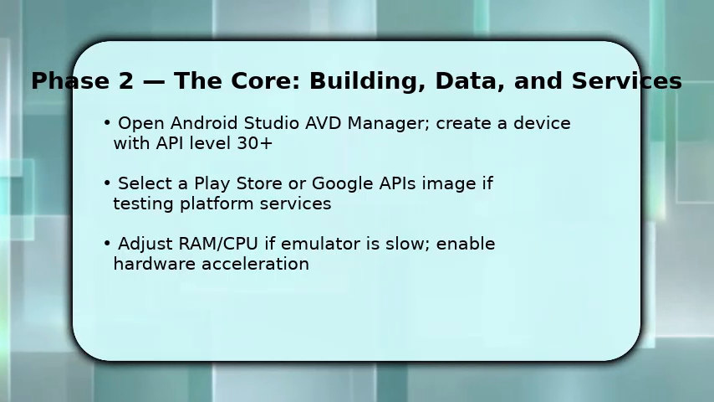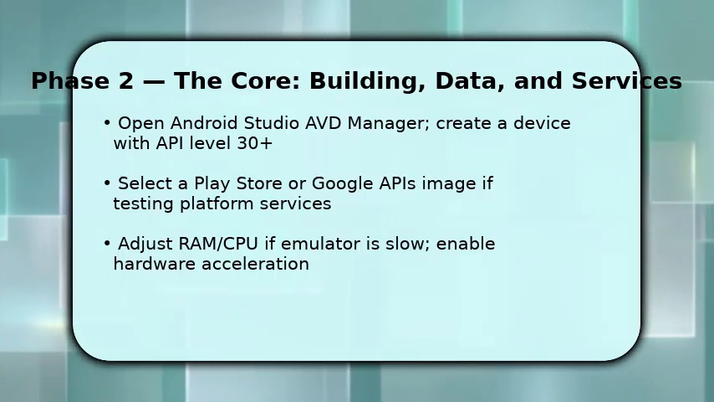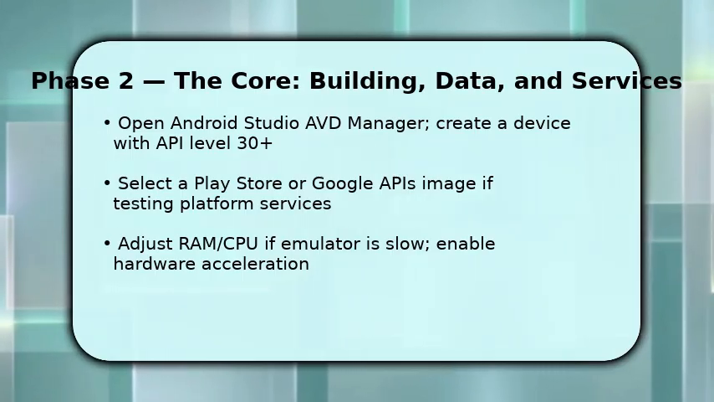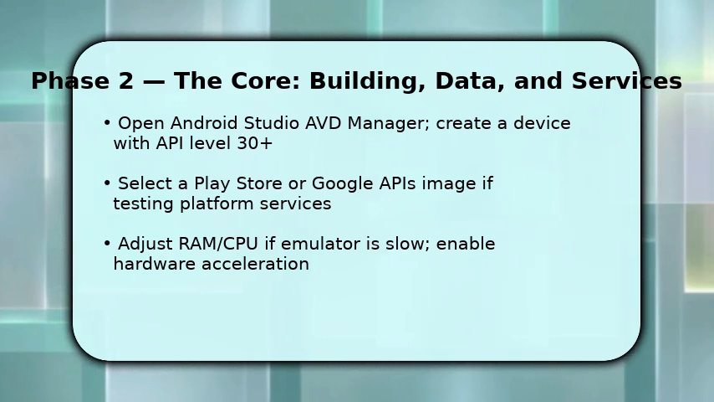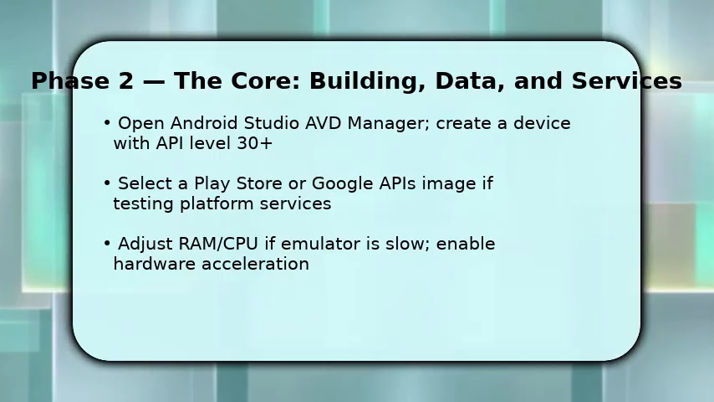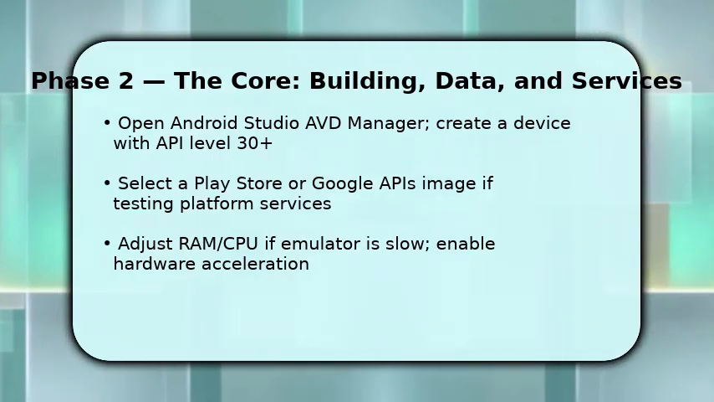For performance, allocate sensible RAM and CPU and enable hardware acceleration. HAXM on Intel or Hypervisor Framework on macOS. Once configured, launch the AVD so VS Code can detect it automatically.